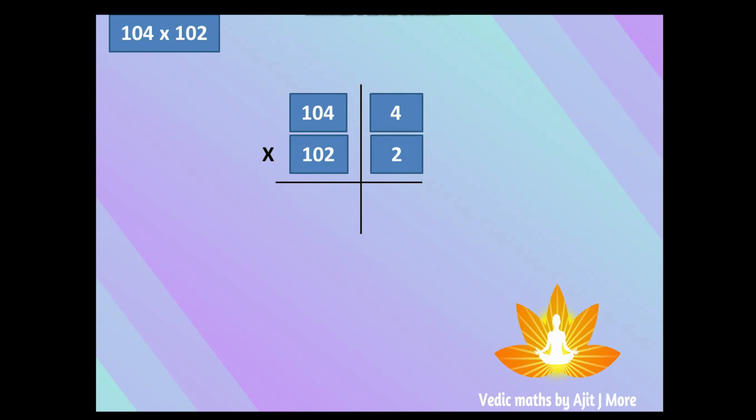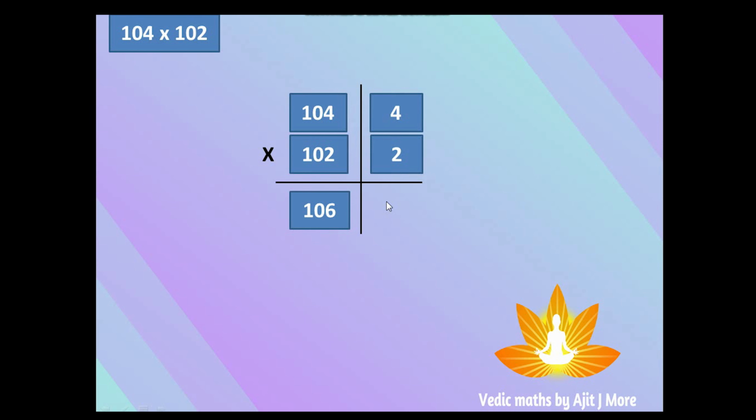Now so simple, just first part is diagonally add and the second part is vertically multiply. Now 104 plus 2 is 106 and 102 plus 4 is also 106. So any way you do it, this way or this way, the answer is same.